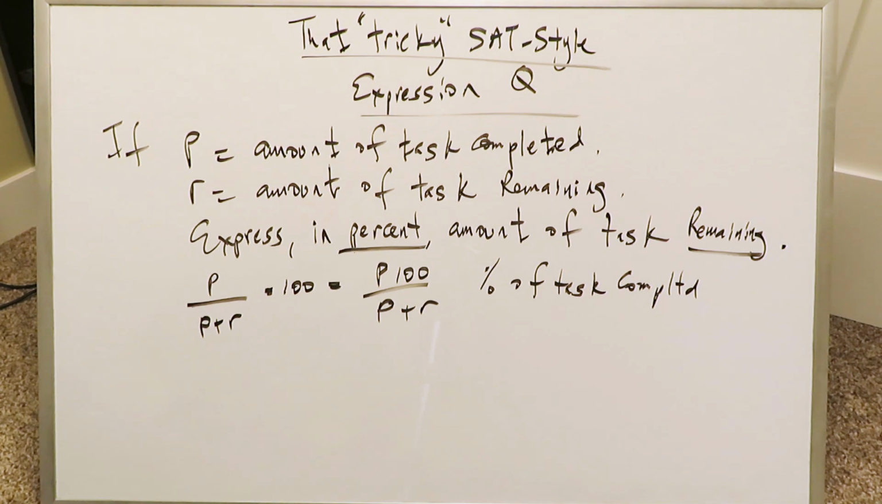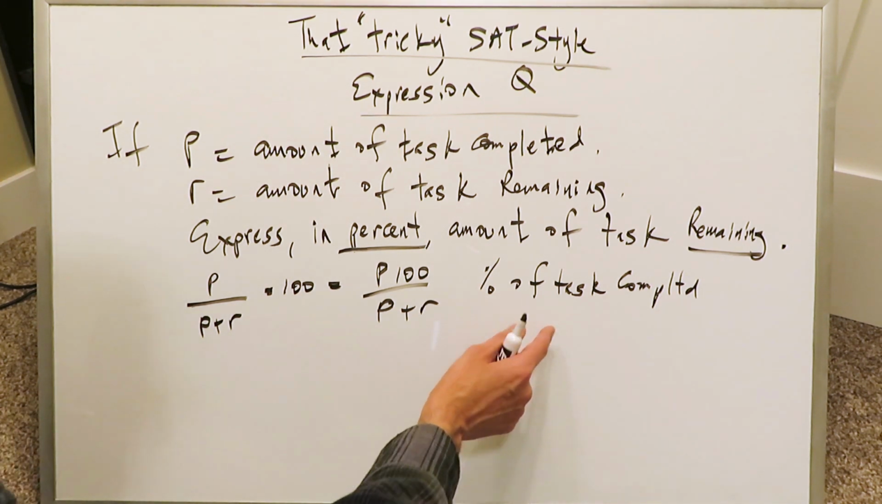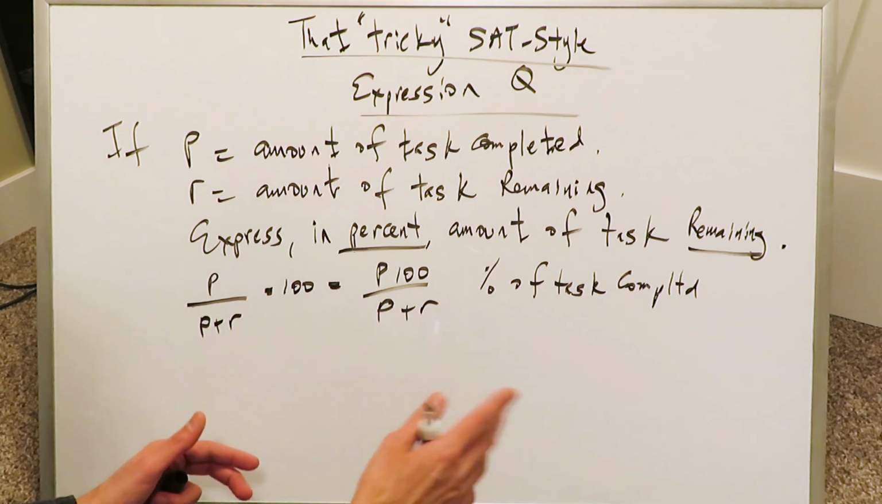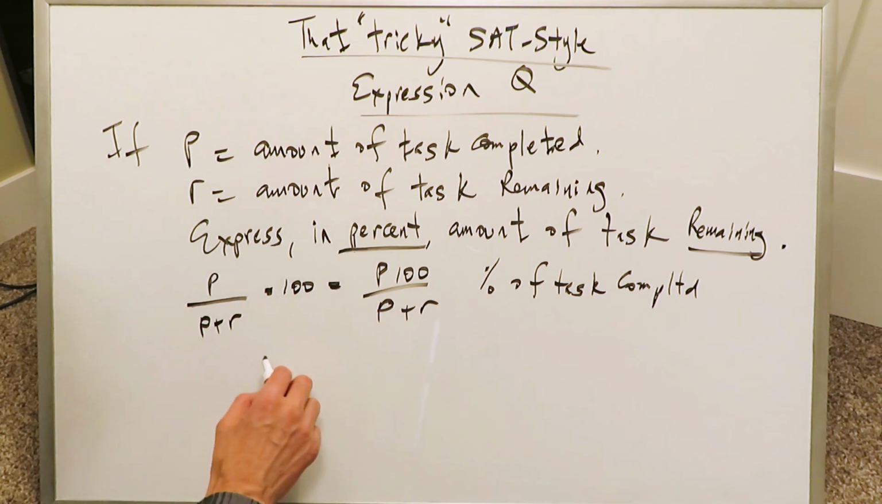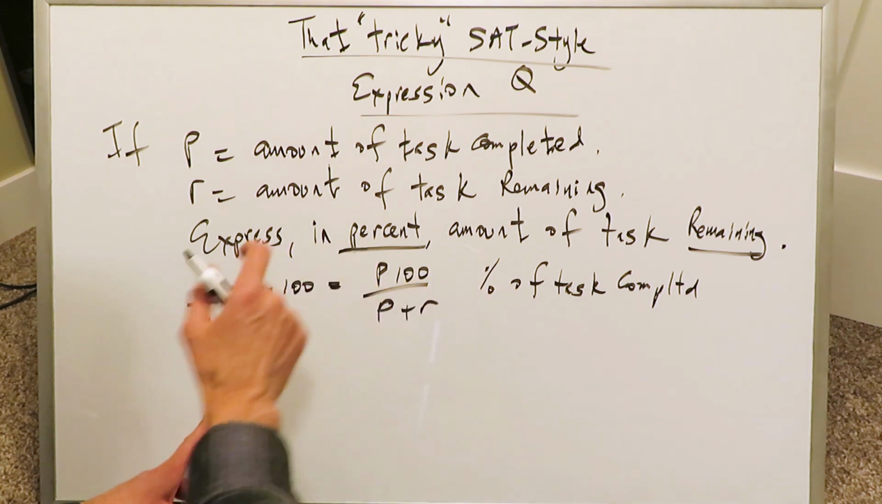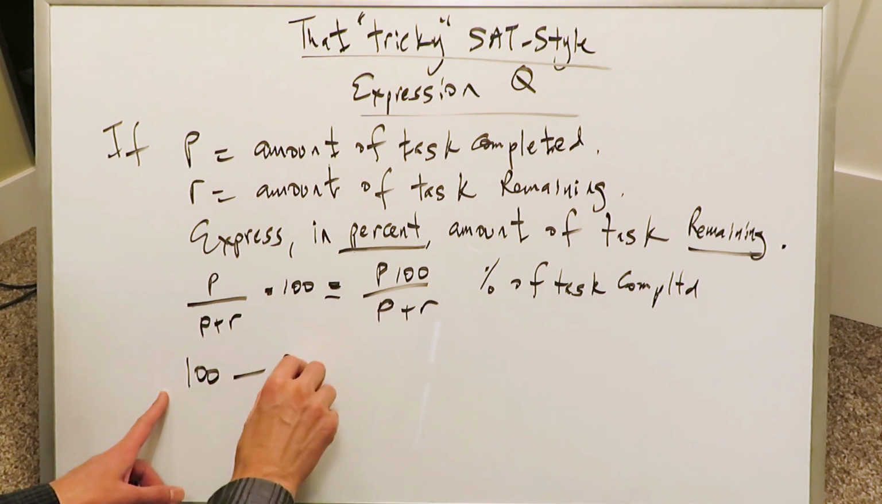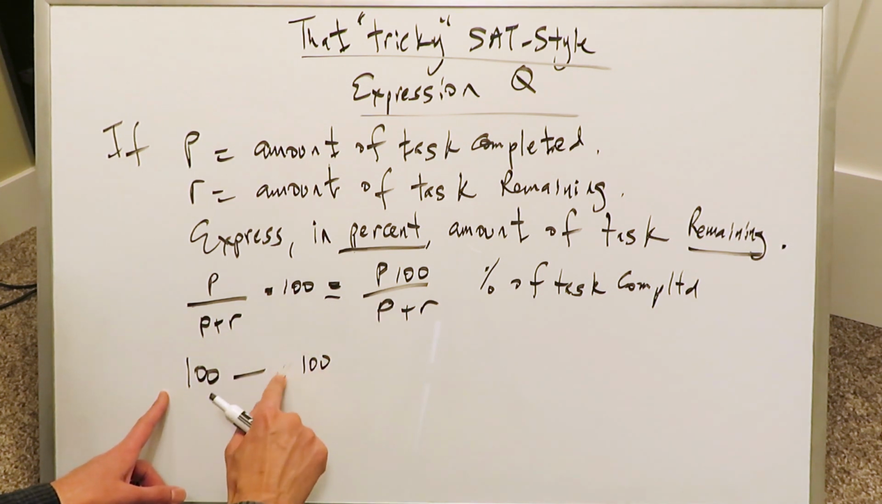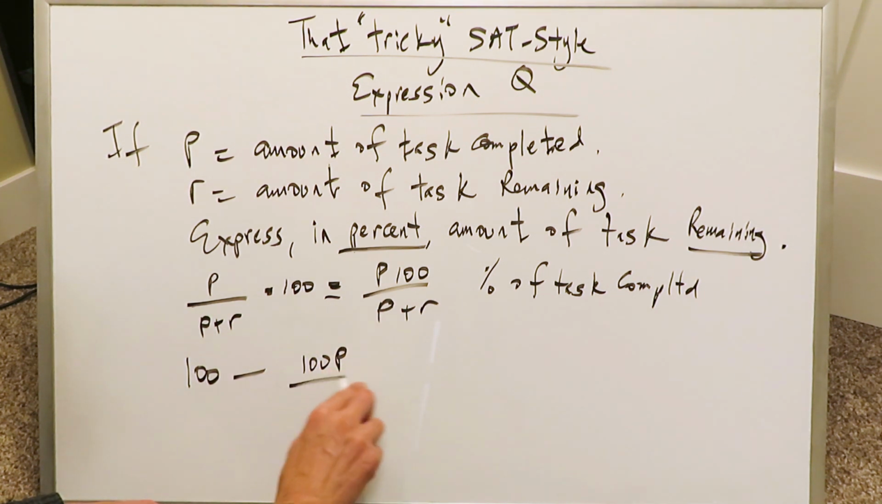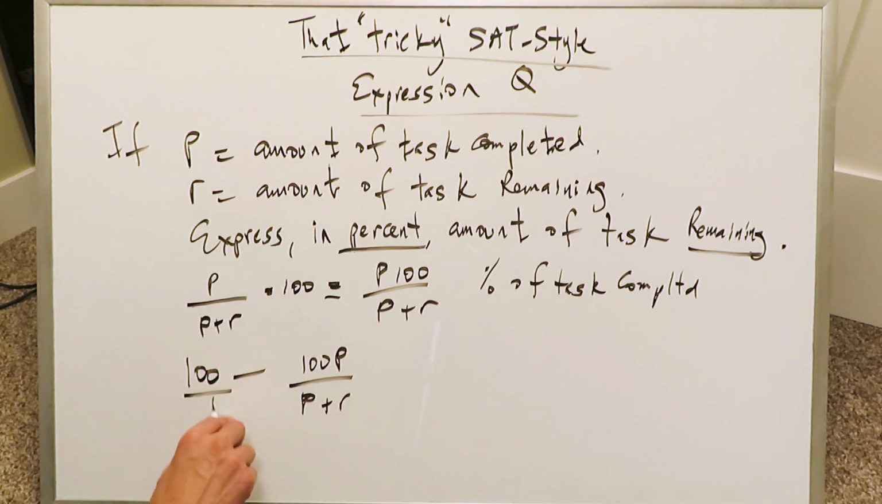How can you determine the percentage of task that remains? If a certain percentage is completed and there's a certain total percentage, the amount which is not completed must then be 100% minus this percent. You will have 100% minus this percent. And if you want, you can eliminate the percentage sign, because I've already expressed this in terms of percentage. You'll do 100 minus this, P times 100, or you can write 100P, which would seem a little better, over P plus R. What you can do here now is do a common denominator.